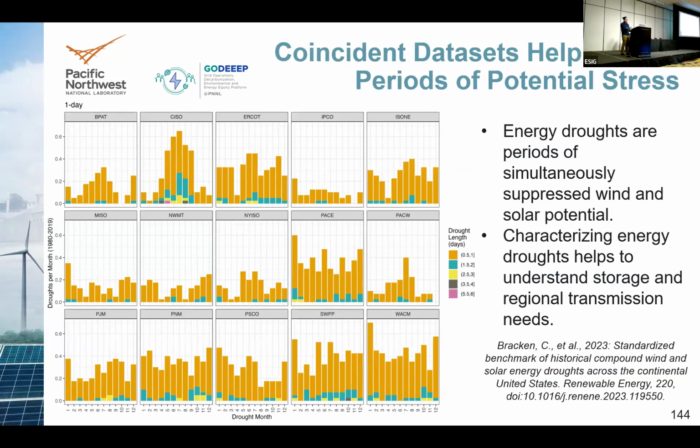So for an example of what we can do in terms of those compound extreme events, we have a paper that came out late last year on compound wind and solar drought events. Because we have that coincident data, we can do some analysis on when wind and solar are both low, that would be a drought event. And we can classify that for different regions. These are balancing authority regions. We can quantify the frequency and magnitude and duration of all of these events. And this helps to understand transmission needs and possibly battery storage or other storage.